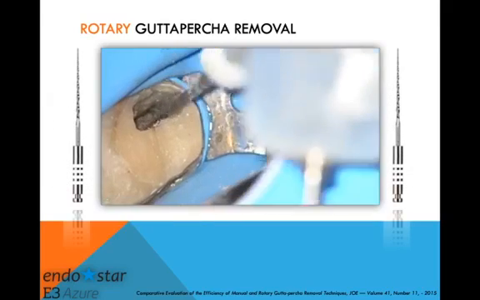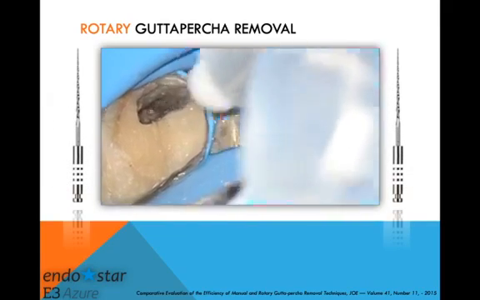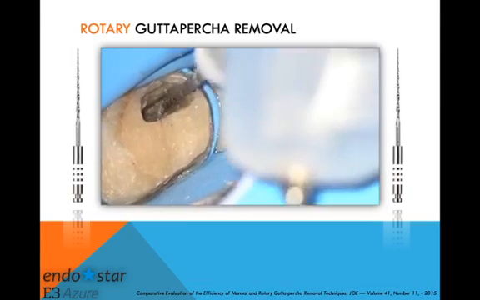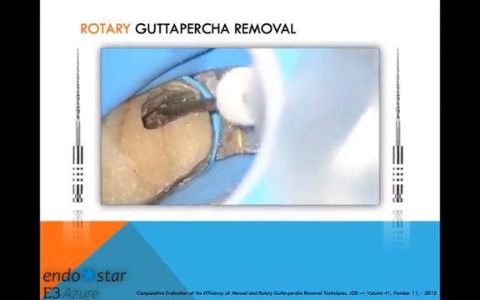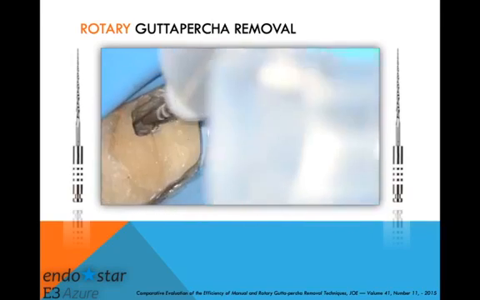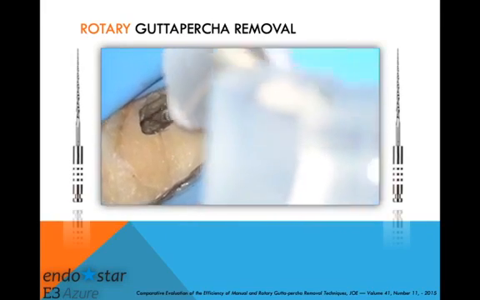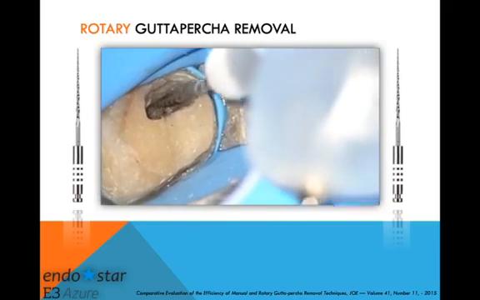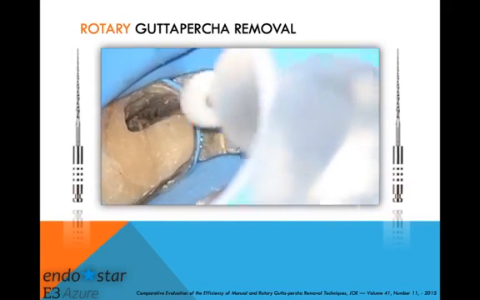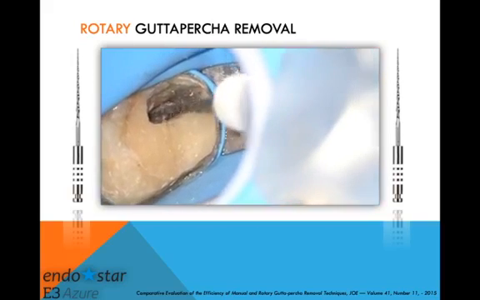Therefore, if some kind of gutta-percha is remaining inside the canal, then I would be using my retreatment files to remove it from the root canal. And the best part about these retreatment files is that they have a fluid design by which whatever gutta-percha is there comes out of the canal and nothing gets pushed apically.